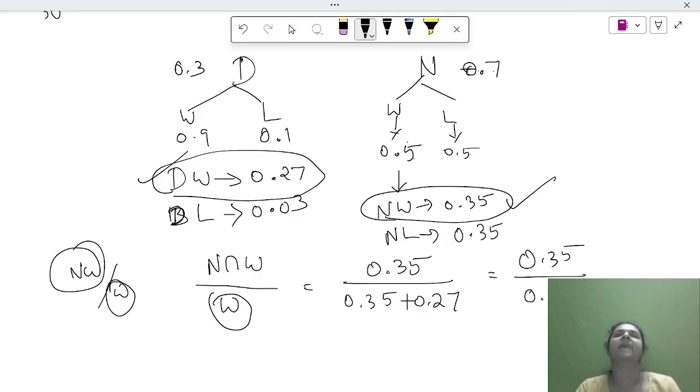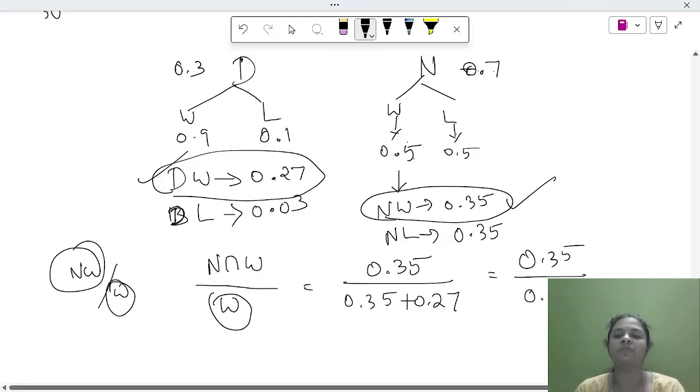Okay. So when they have given you multiple scenarios, split the scenarios and find the combined probabilities. Once you find the combined probabilities, you can use the conditional probability rule and use the relevant values alone to fix the answer.